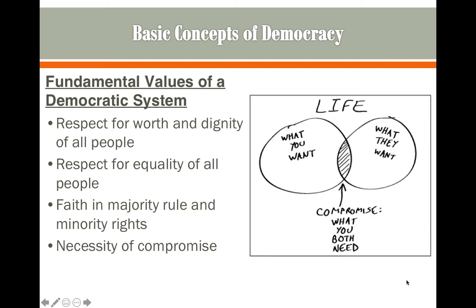And so, as we see here, it's important to understand that our laws are going to be made by the majority. However, the majority rule cannot take away minority rights. That's why we make certain laws to protect minorities, whether that's an ethnic minority or religious minority. We have this system of compromise. I like this picture here: what you want, what they want, and in the middle is what you really need.